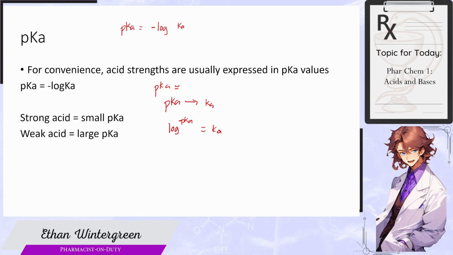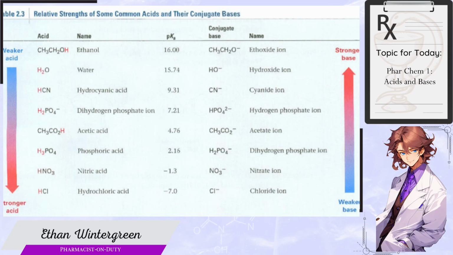So in pharmacy, we usually use pKa values. A strong acid has a small pKa value of around 1 to 3, and a weak acid has a large pKa of around 8 onwards. It is a good system since it is synonymous with our pH scale, in which the lower the number, the more acidic it is, and the higher the number, the more basic a substance is. These are the relative strengths of some common acids and their conjugate bases, expressed in pKa values.